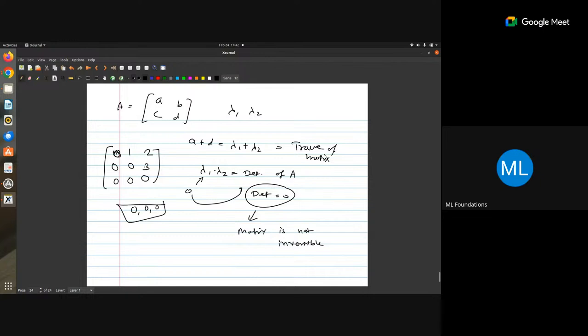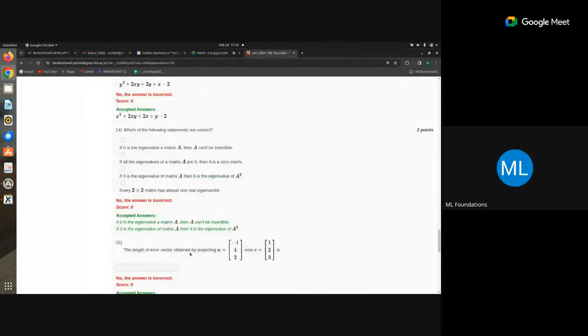But is this a zero matrix? A zero matrix is a matrix where all the elements are zero. It is not a zero matrix, right? So option B is incorrect.